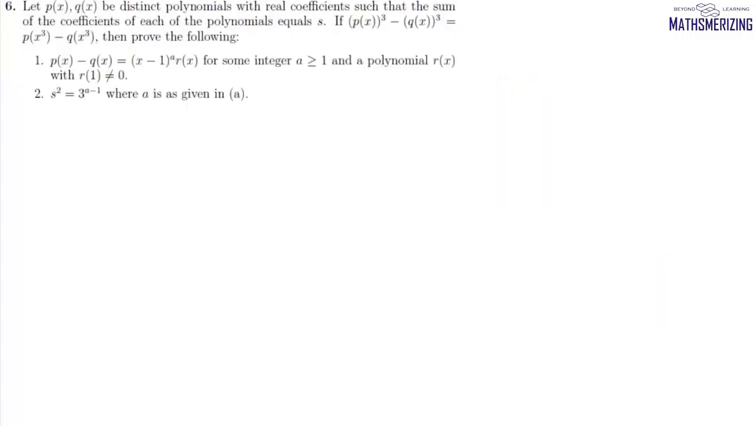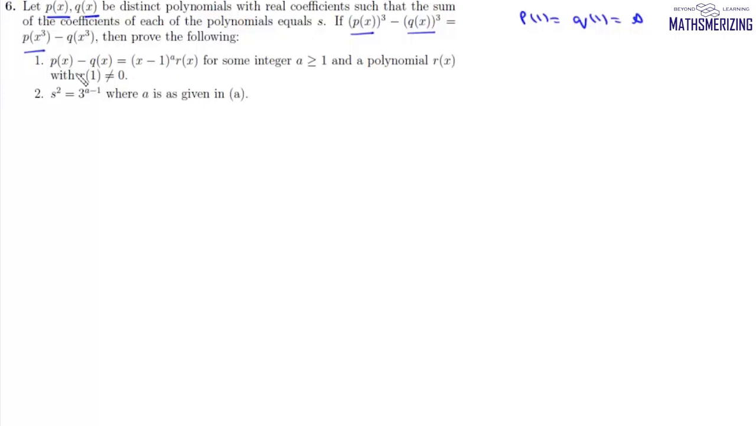Now here the question is, let P x and Q x be distinct polynomials with real coefficients such that the sum of the coefficients of each of the polynomials equals s. That means P1 equals Q1 and it is equal to s. Now if P x cube minus Q x cube, it is P x cube minus Q x cube, then prove the following.